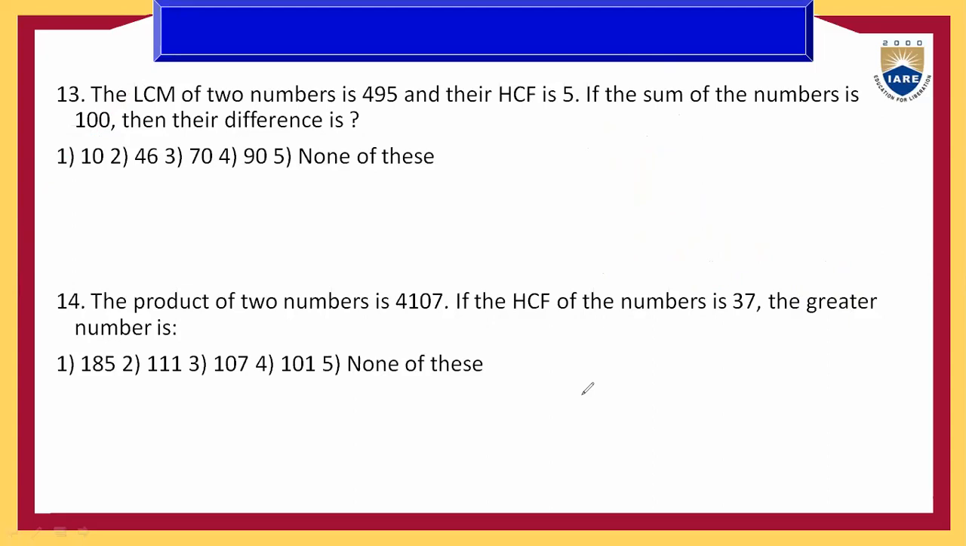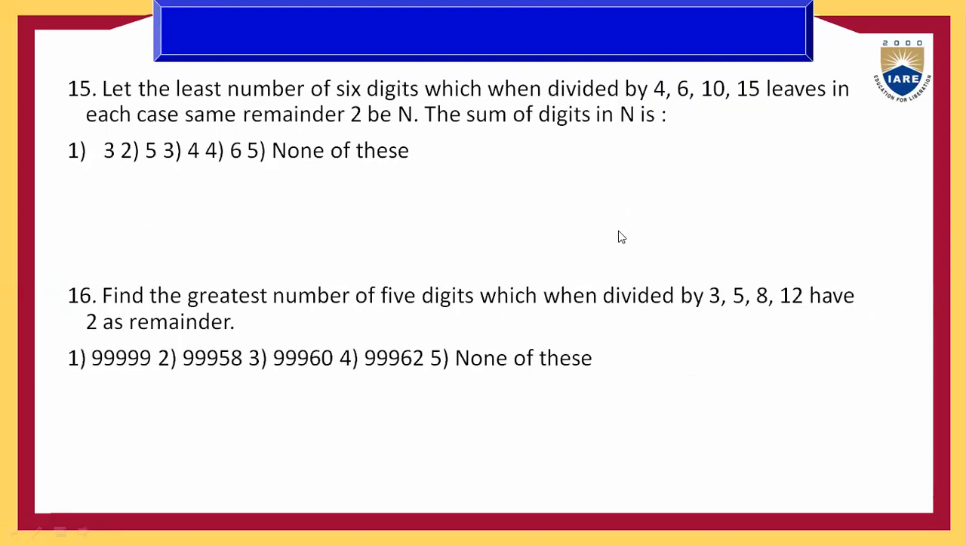So the next one is similar, the 14th one. The next one here, the 16th one. Find the greatest number of 5 digits which when divided by 3, 5, 8, 12 has 2 as remainder. Now for the 16th one, we divide each number with all these numbers and check whether we get 2. 3 divides the first number completely, so the first option is not the correct answer.